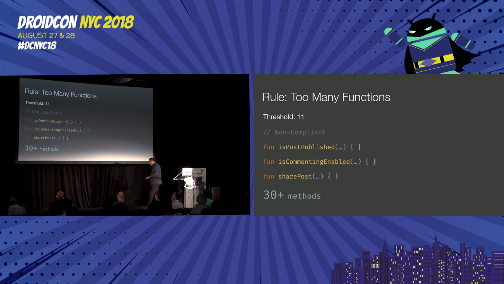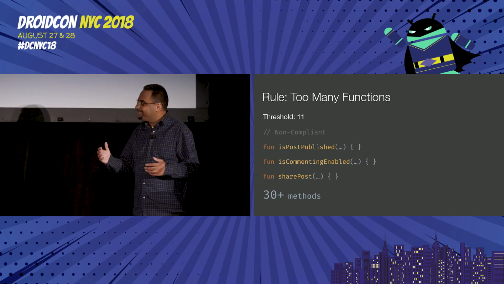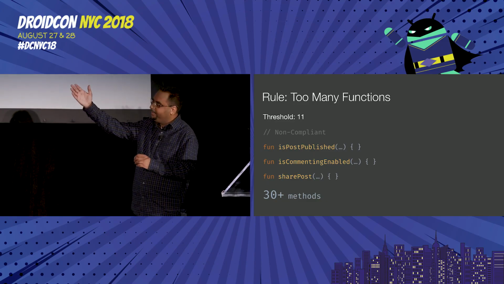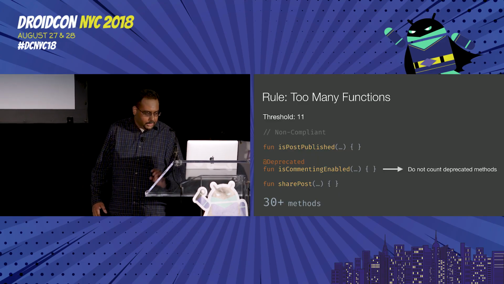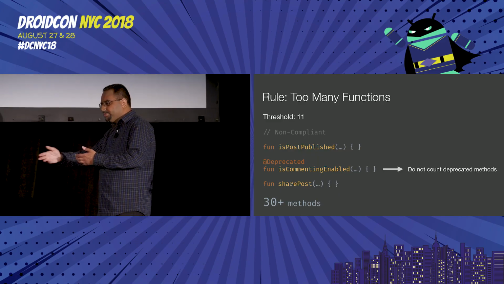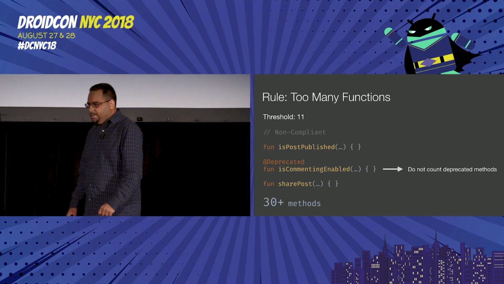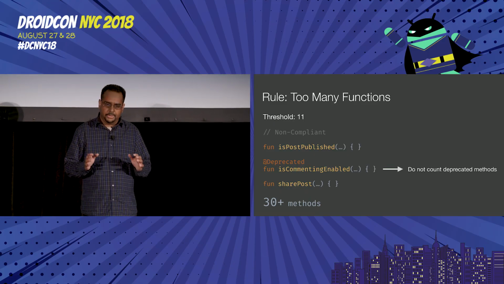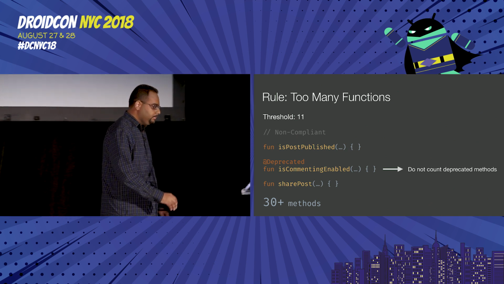Here, imagine you have a source file which has only top-level methods, and you have 30+ methods, and you're like, man, something happened in the history of your code base. So this is non-compliant code. You're breaking that threshold. When this rule checks your Kotlin source files, it will exclude classes which are deprecated. That's one thing to know.